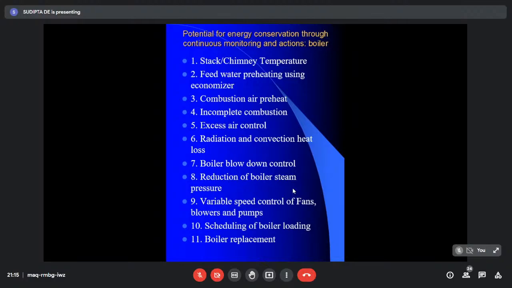Number 9, variable speed control of fans, blowers, and pumps. What does it mean? Just write down, because I'm getting tempted to talk a lot about these things. All these technologies are excellent, and each of these can be a very good research topic for several PhD theses, but I can just make a very small discussion. So what is variable speed control? You have to understand that first, then I will give you the dictation.